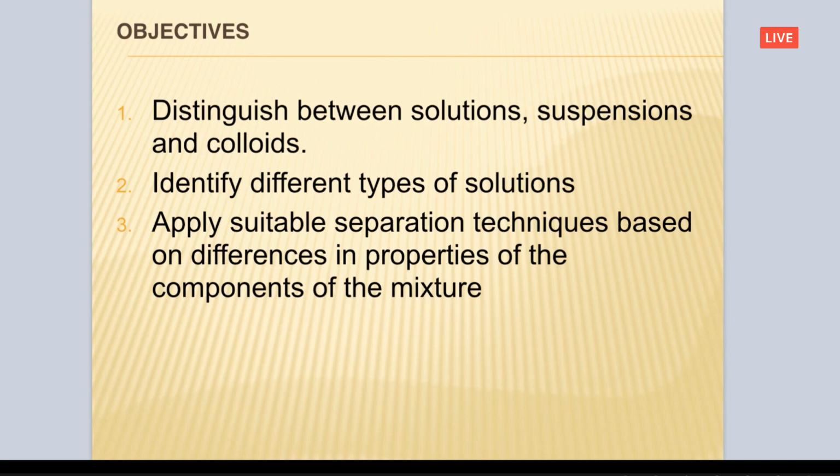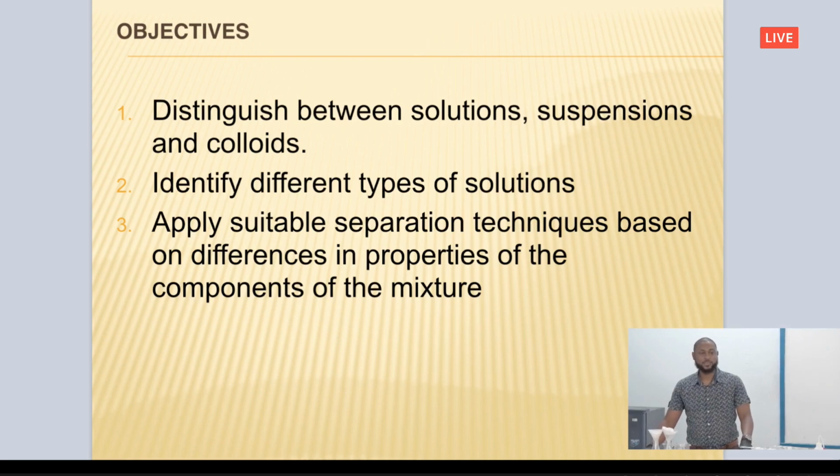At the end of today, it's my hope that we'll be able to learn 3 objectives. Firstly, to distinguish between solutions, suspensions, and colloids. Second, to identify different types of solutions. And lastly, to apply suitable separation techniques based on differences in properties of the components of a mixture.